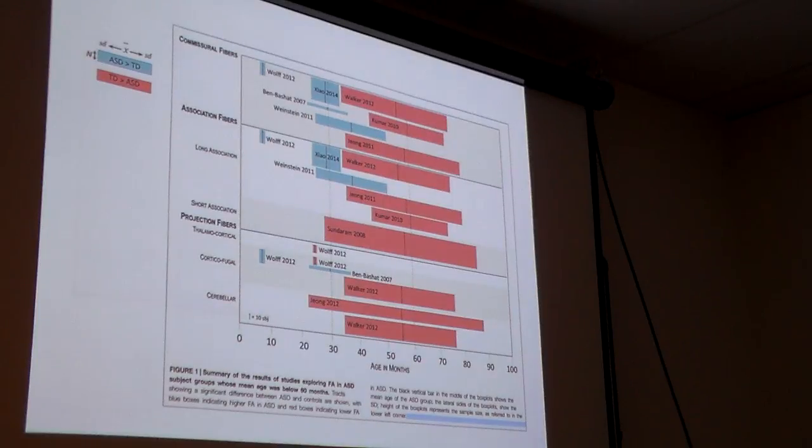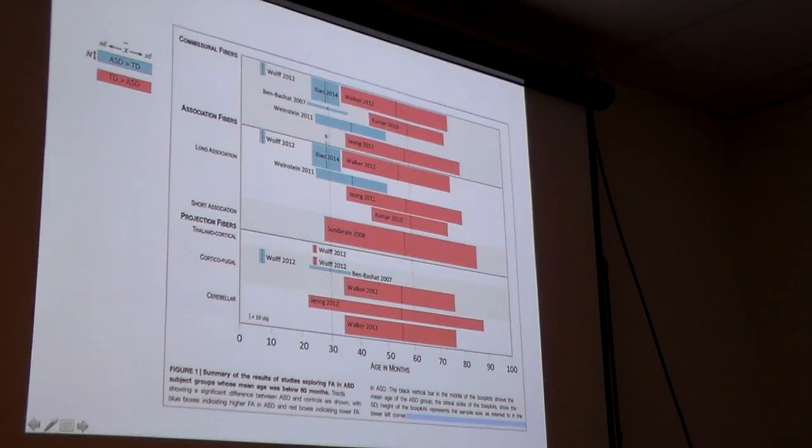This one is from Conti, 2015. This is a summary slide of diffusion findings in autism. What they've done here is, so this is many different studies. Each bar is a different study. Age in months is across the bottom. Blue means that FA was higher in ASD, and red means it was lower in ASD. The width means the sample size, and there's some other things like that.